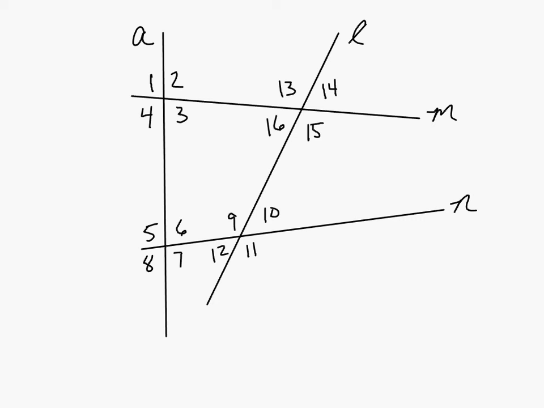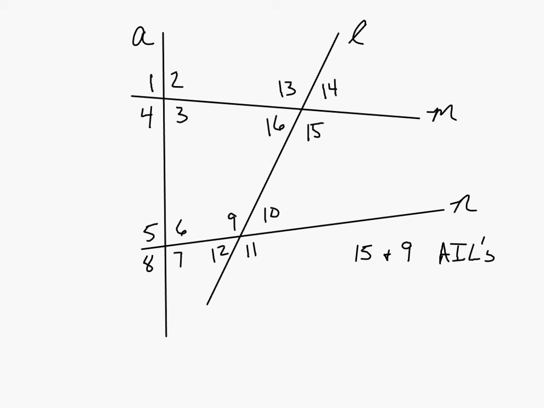15 and 9, alternate interior. What's their transversal? L is the transversal, right? L intersects M and N, so it forms these 2 angles, and they are called alternate interior angles. They're on the inside of M and N.